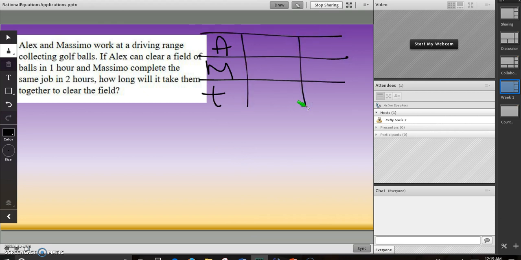Alex and Massimo work at a driving range collecting golf balls. Alex can clear a field of balls in 1 hour. Massimo can do the same in 2 hours. How long will it take them to do it together?